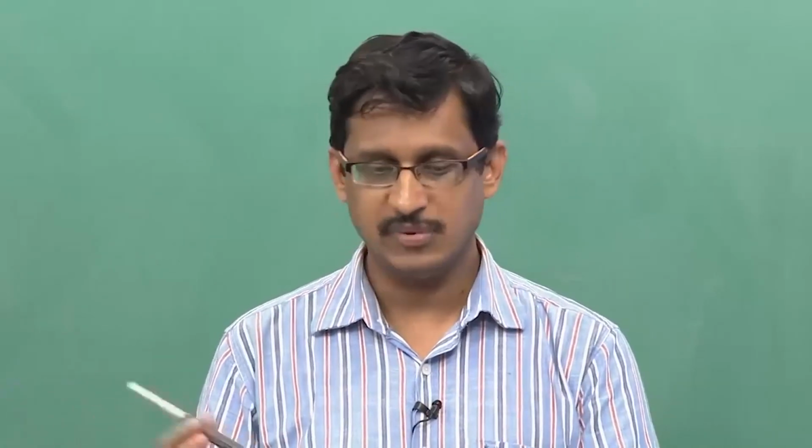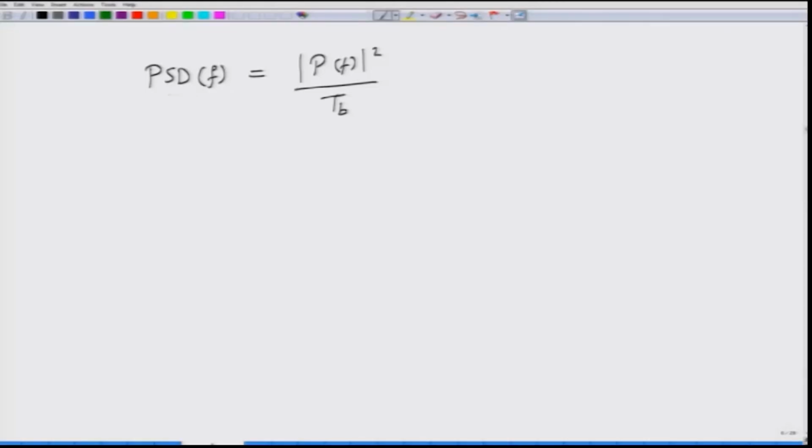Okay. So, let us begin by recalling the power spectral density, which we had denoted here as PSD, which was a function of the frequency f, and we had derived this formula for the case of polar format. For the polar format, you take the basic pulse shape p of t, take the Fourier transform of that, take the magnitude square divided by the bit duration Tb.